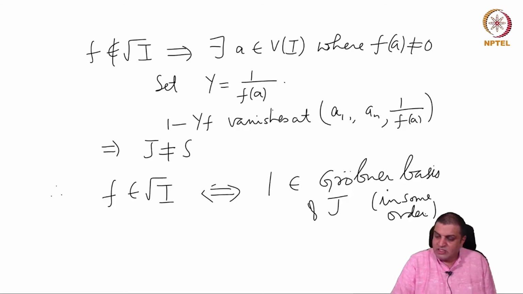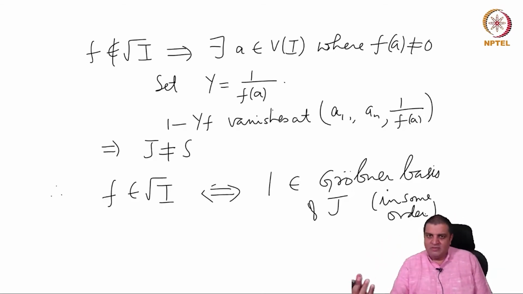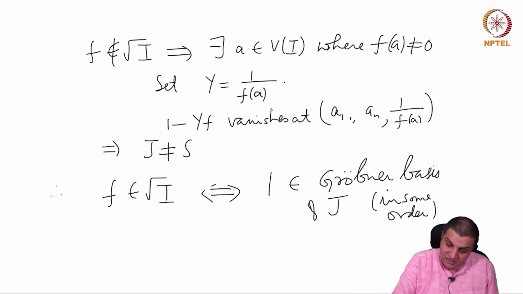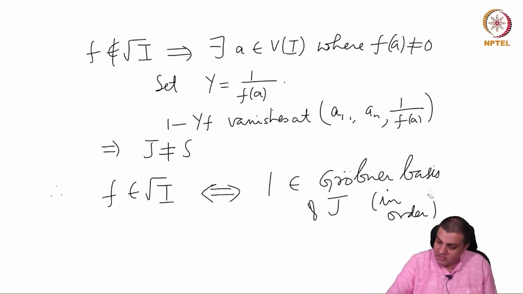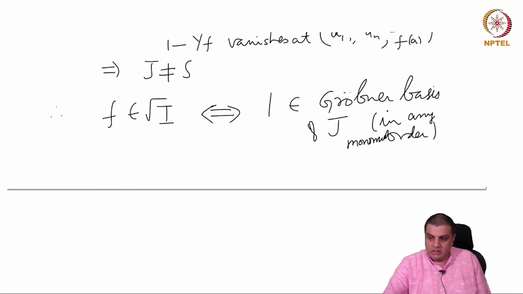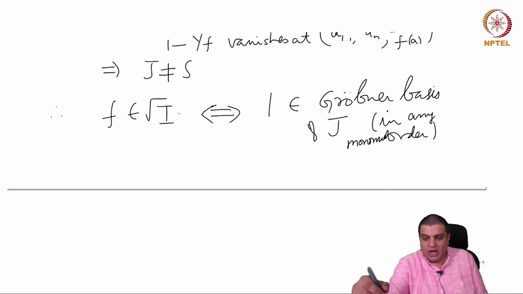Notice that in these discussions we don't need to decide on an underlying order, but to use this theorem we have to set an order and compute the Gröbner basis in any order, in any monomial order. Okay. So this is the radical membership test. f is inside the radical of I is the same thing as J being equal to S, which is the same thing as 1 being inside J, and one can immediately write this in terms of a Gröbner basis.